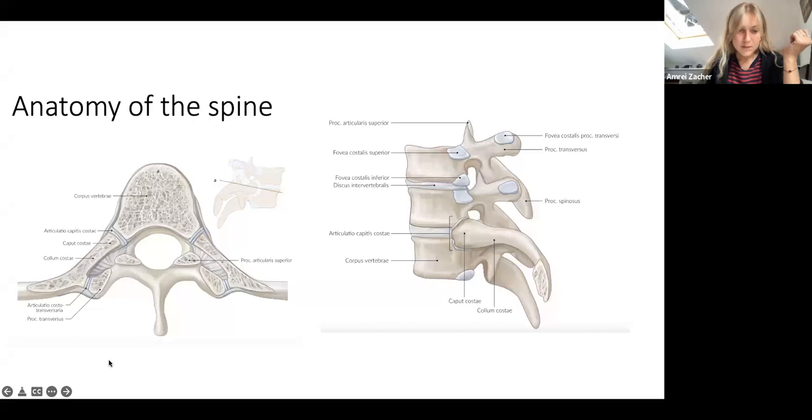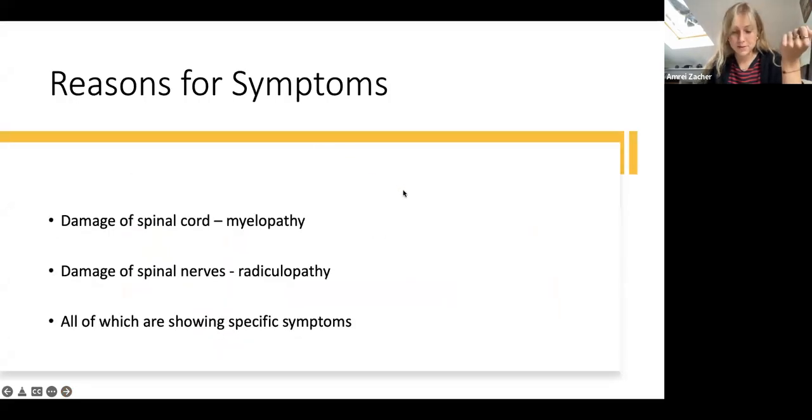Okay. So the reason for the symptoms that occur in spinal disorders is either damage of the spinal cord itself, which is then called myelopathy, or damage of the spinal nerves, which is then called radiculopathy. And both of these show specific symptoms, which are also a little bit different from each other. And I will really focus on these 2 because the causes are so broad, but they all present similarly with either myelopathy or radiculopathy or both.